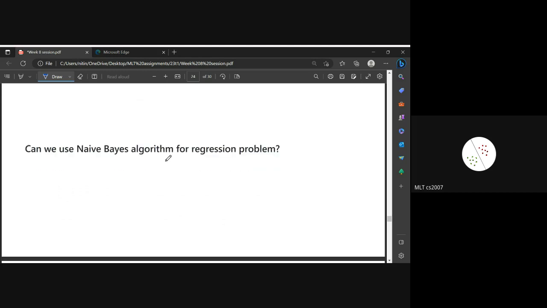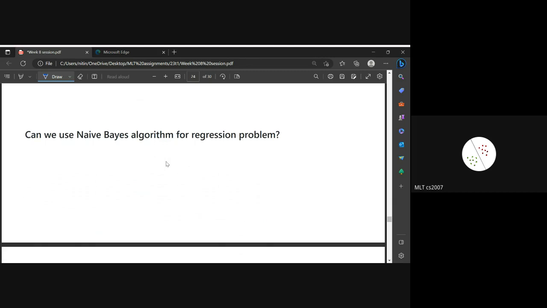So there's one question for you. Can we use the naive-Bayes algorithm for a regression problem or not? Naive-Bayes for regression. Think about the naive condition.